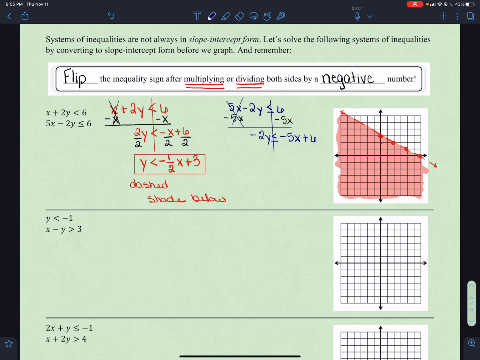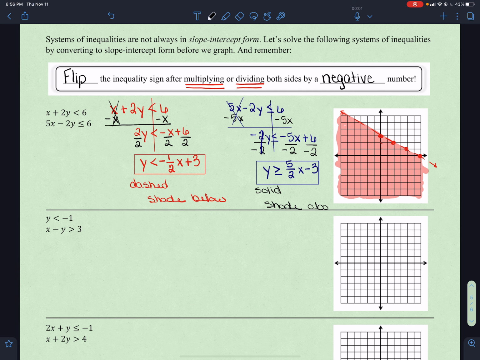Now we are going to divide every value by negative 2. And now that we are dividing by a negative 2, this is where we're going to see that we're going to flip that inequality. These here reduce to 1, so now we have y is greater than or equal to, a negative divided by a negative is a positive, 5 over 2x minus 3. Okay. All right, this time it is a solid line, and this time we are going to shade above.